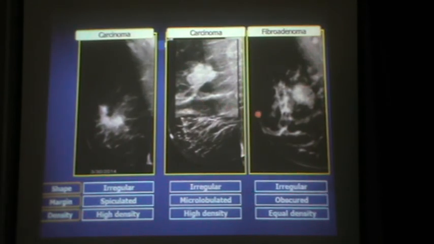This is a fibroadenoma. It is irregular in shape, but the margin is obscured, and it is nearly of equal density to the surrounding breast parenchyma.